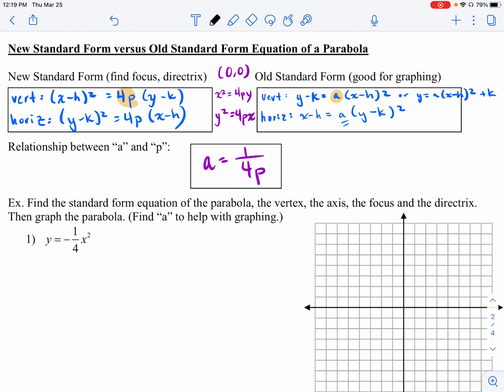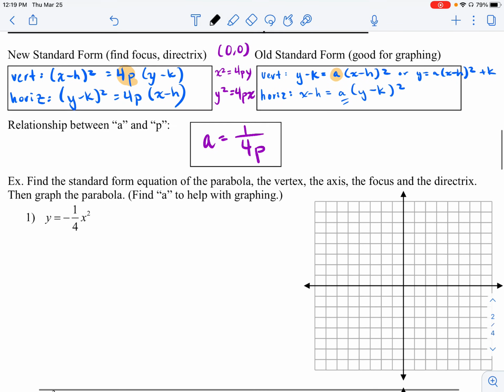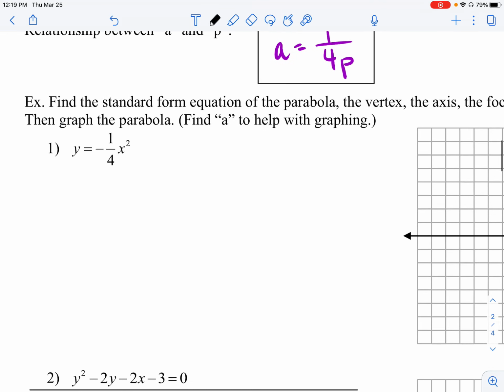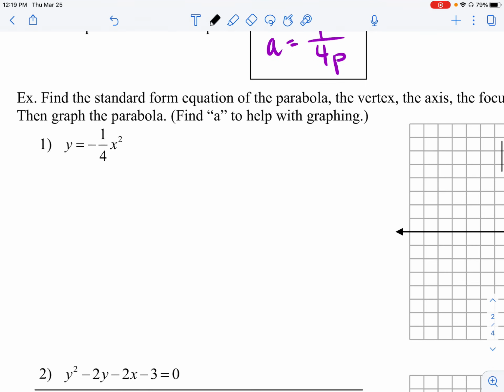Now let's jump into working with equations and writing the standard forms of them. So let's practice going from regular form to standard form. Let's take a look at this first equation here and ask yourself, what form are we currently in? We say y is equal to ax squared. Well, that looks like our old standard form, right? y is equal to ax squared.